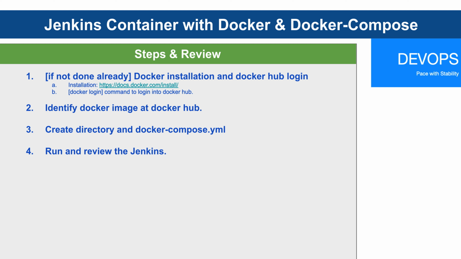Alright, so here is a quick summary of what we have seen today. The first point is about the Docker installation and Docker Hub login if that is not achieved already. The second point is to identify the Docker image at Docker Hub, the image that we are going to use for our Docker container. The third point is about creating the directory and the Docker Compose YAML file stating all configurations related to port numbers and volumes and images that we are going to use. And then the fourth point was we ran and reviewed our Jenkins instance.